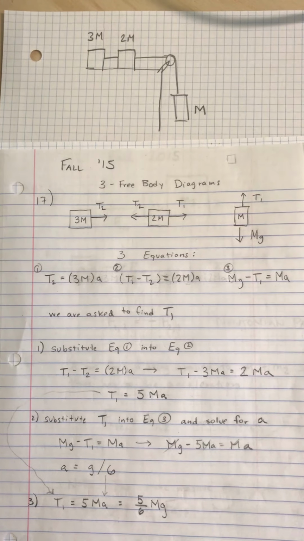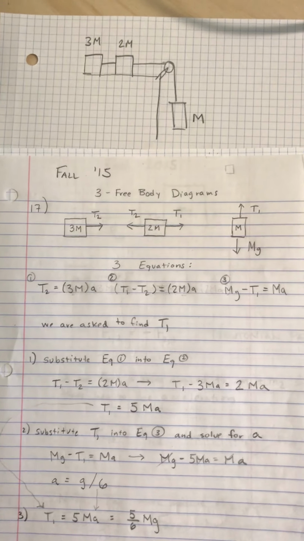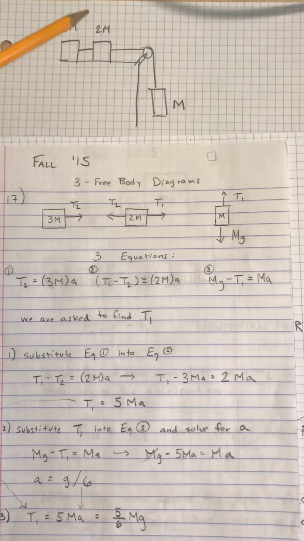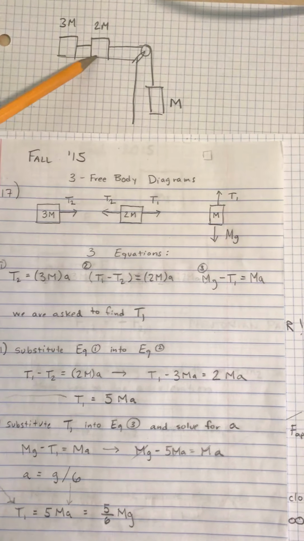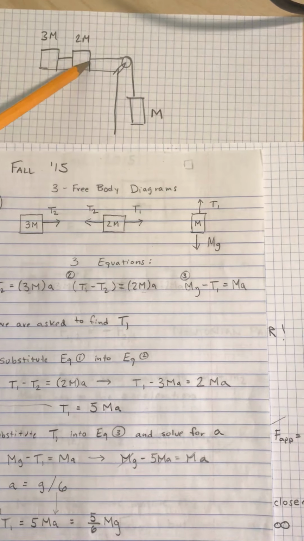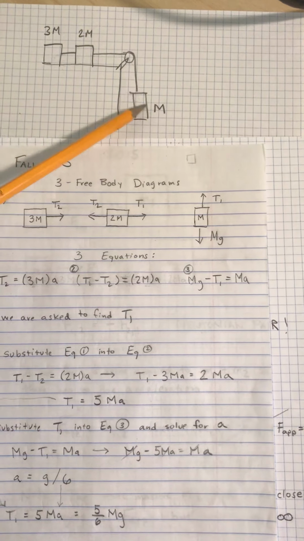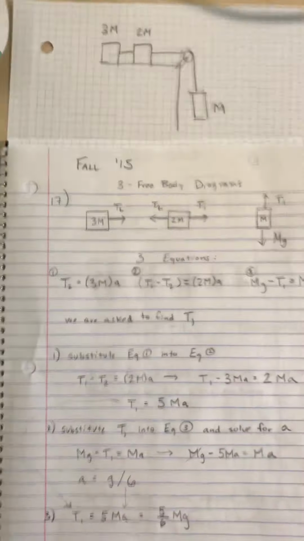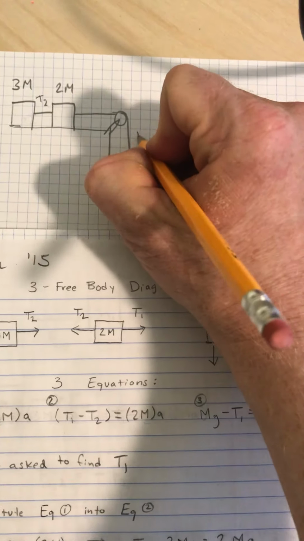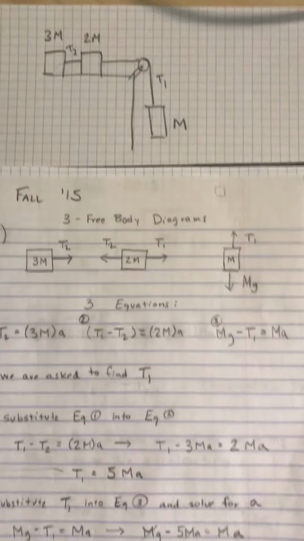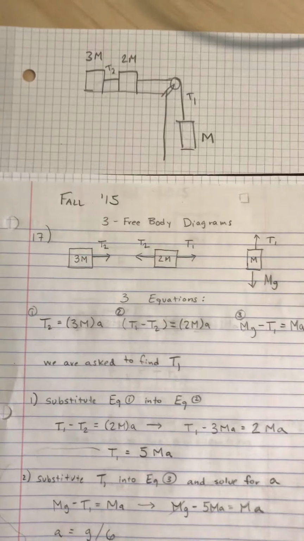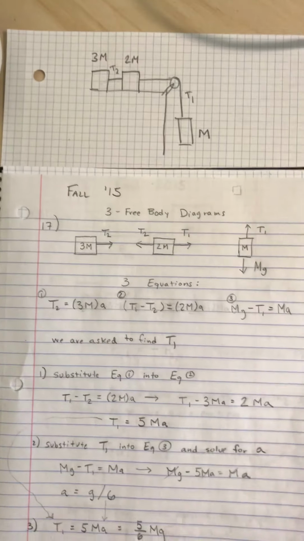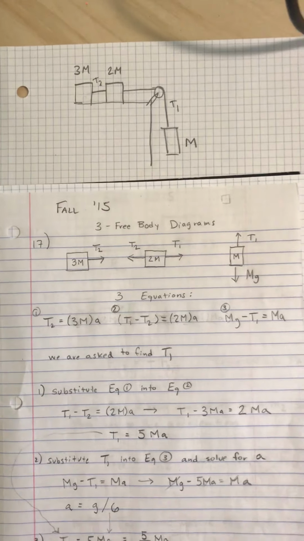This is fall 2015 problem number 17. We have this configuration with a mass of 3m connected to a mass of 2m by a rope, and then another rope is attached to a mass of m that is hanging over the side by a pulley. I'm going to define the tension in this rope as T2 and this as T1, and we are asked to solve for T1. So the first thing to do is to draw the free body diagrams.